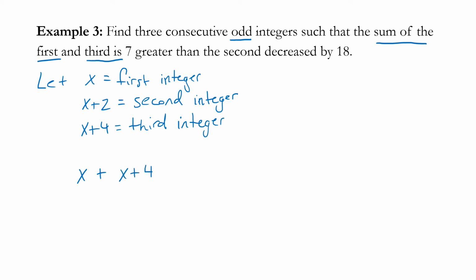is equal to 7 greater than the second decreased by 18. So 7 greater than means plus the second, which was x plus 2, and decreased by 18, minus 18.